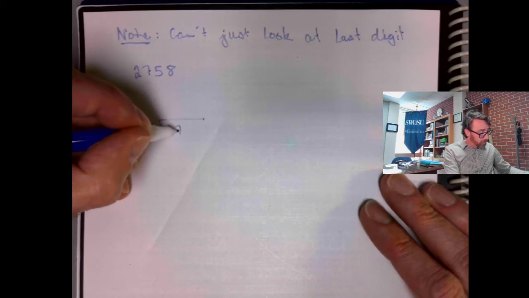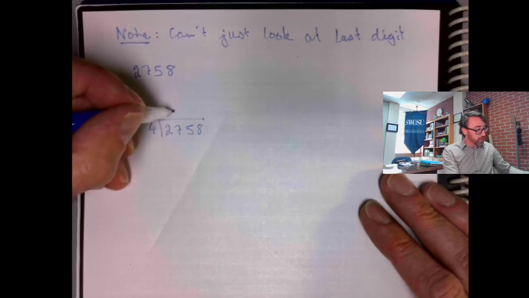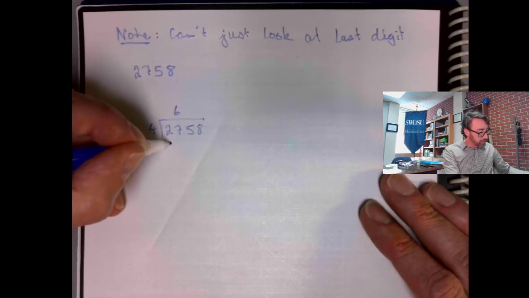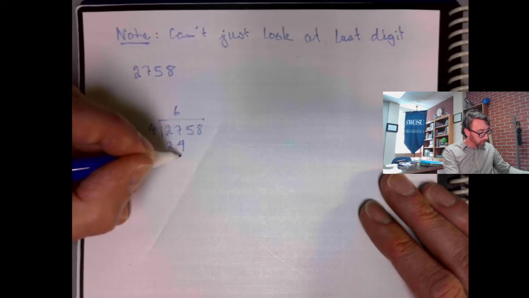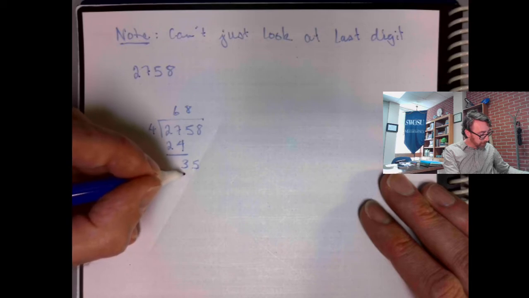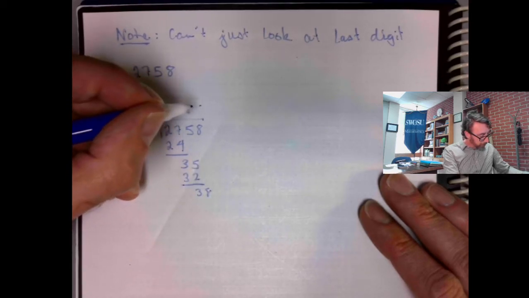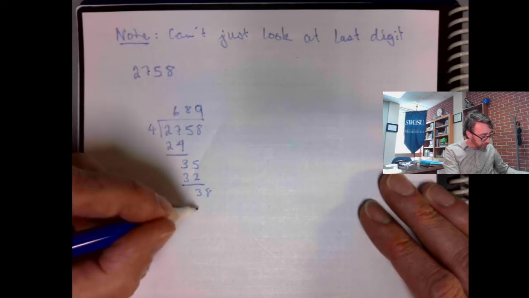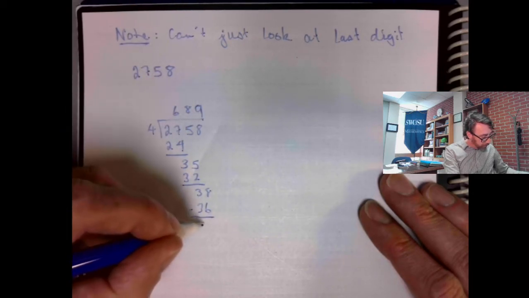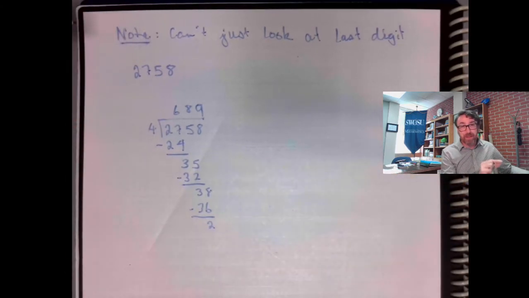But 2,758, oh gosh, 4 goes into 27 6 times, that's 24, 35, that's an 8, 32. This could go in 9 times, and we see there's a remainder of 2, okay? So it is not enough to just look at the last digit when you're talking about divisibility test by 4.